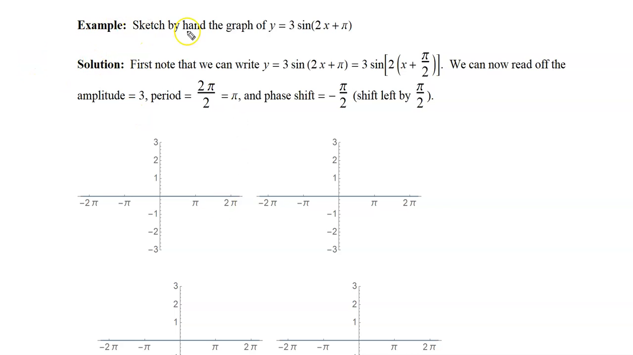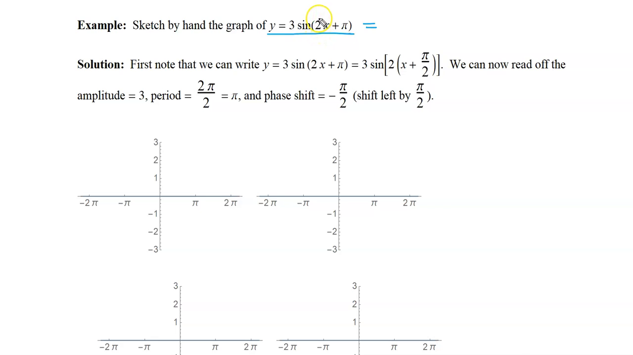Now let's take a look at this example. Let's sketch the graph of y equals 3 times the sine of 2x plus pi. First of all, let's pick off the amplitude, period, and phase shift. So what we're going to do is rewrite this as follows. We have it written down here, but let me just show you.